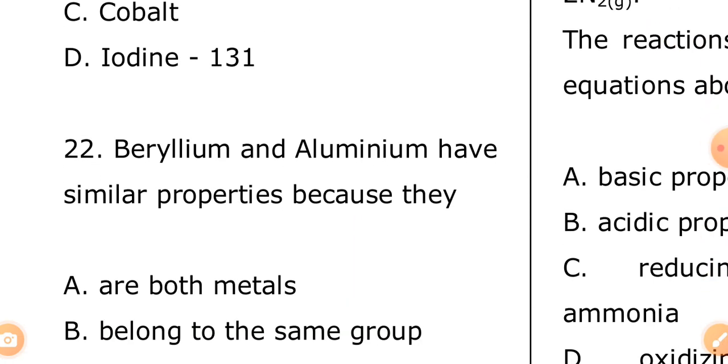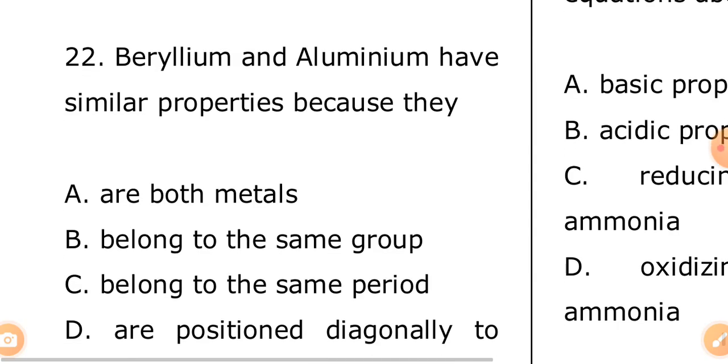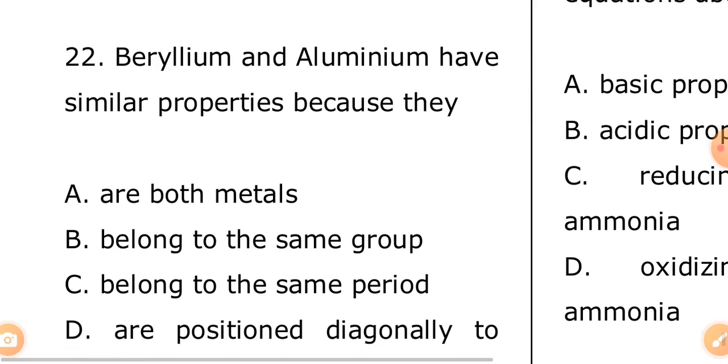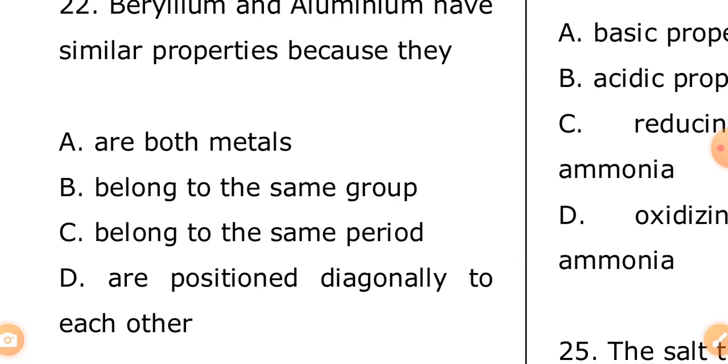Beryllium and aluminium have similar properties because they're dash. A. Are both metals. B. Belong to the same group. C. Belong to the same period. D. Are positioned diagonally to each other. The answer is A. They are both metals.